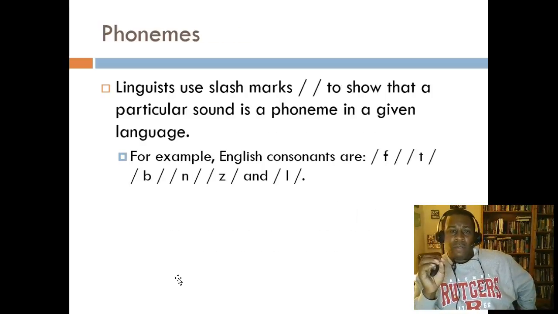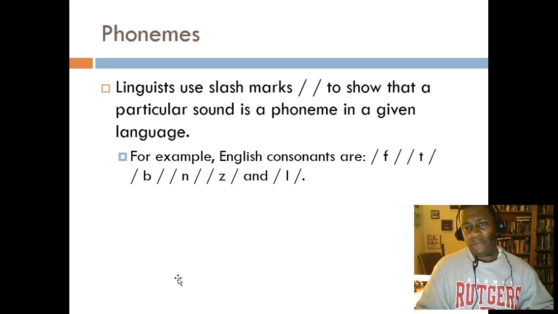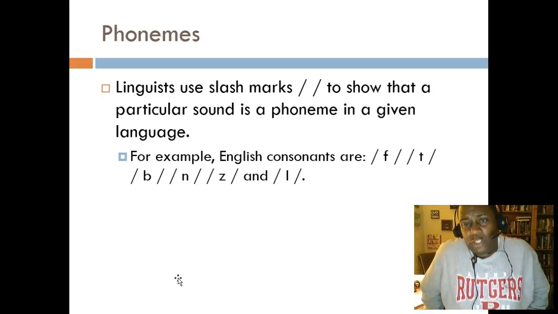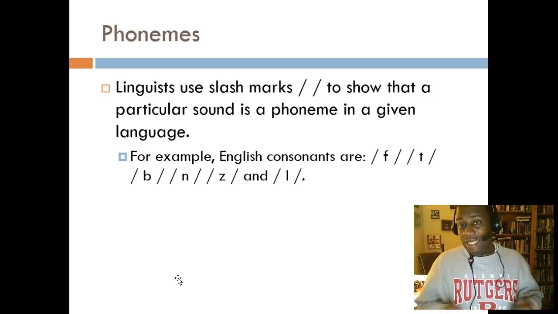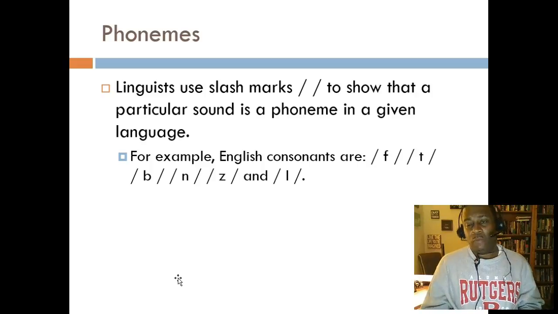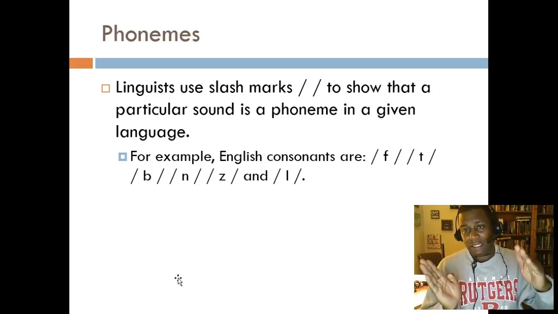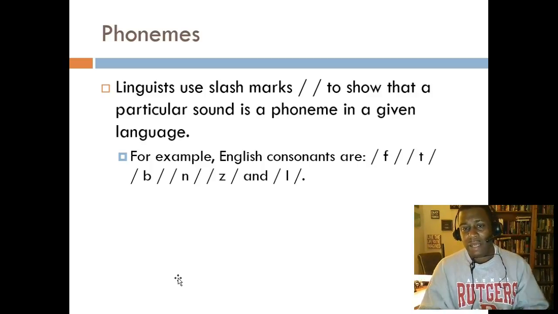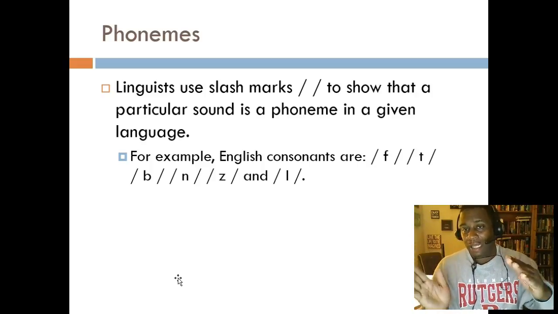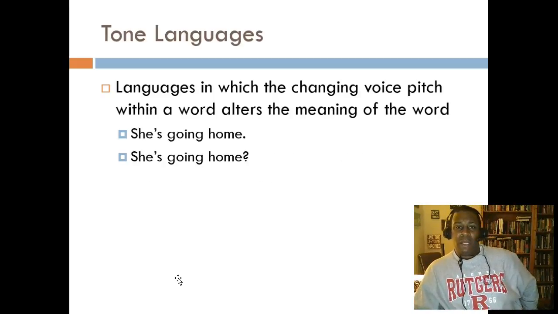Phonemes are often marked by these linguistic slash marks, absolute marks that you might use in general math. And that is to say that this particular sound is an absolute sound in a given language. So for example, you might have the slash marks around F, T, B, N, Z, and L. And that's the very basic unit of sound that we're looking for.